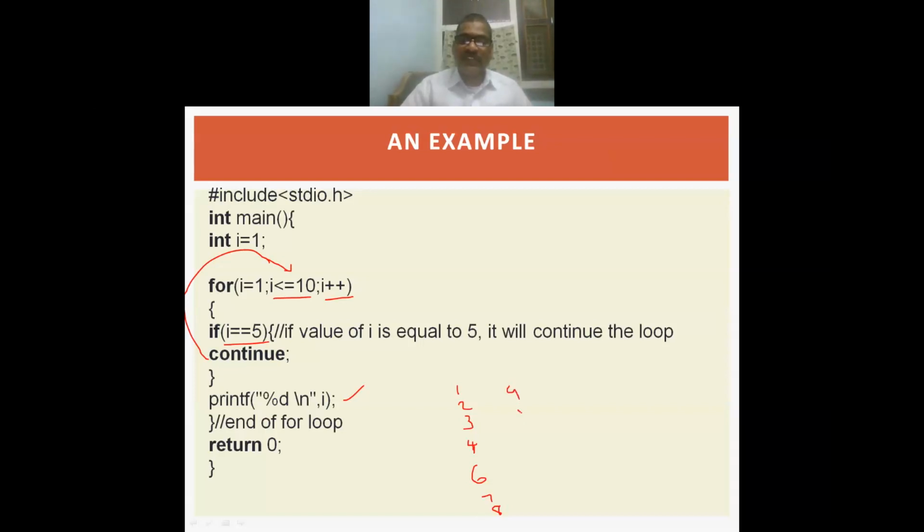When i becomes 11, the condition becomes false. 11 is less than or equal to 10 is false, so we exit from this loop. That means we are skipping the value 5 in this particular program. If the i value is equal to 5, it will continue the loop, so that particular iteration, i equal to 5, will be skipped.